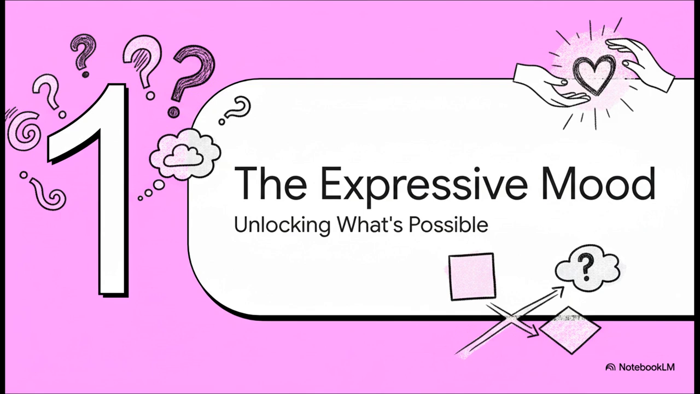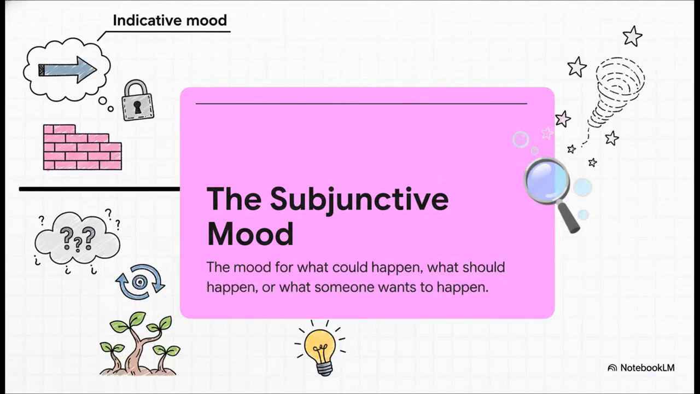Okay, so first up, what even is the subjunctive? The best way to get your head around it is to stop thinking of it as a tense, like past, present, future. It's not a tense, it's a mood. It's the mood you use to talk about stuff that isn't a hard fact, but is all about what's subjective, uncertain, or emotional. Think about it this way.